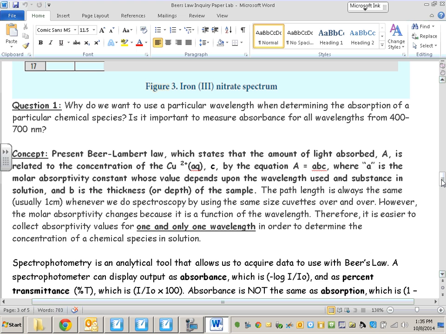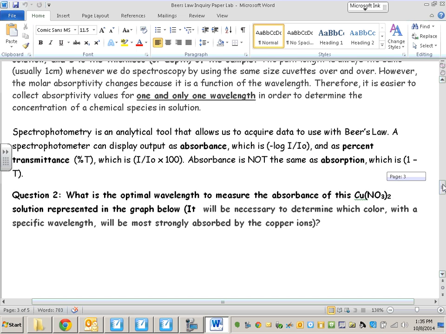So that's why we always use the same wavelength, so that our molar absorptivity value doesn't change. So we can directly correlate these two, big A and little c. All right, I think that's all I really want to talk about.